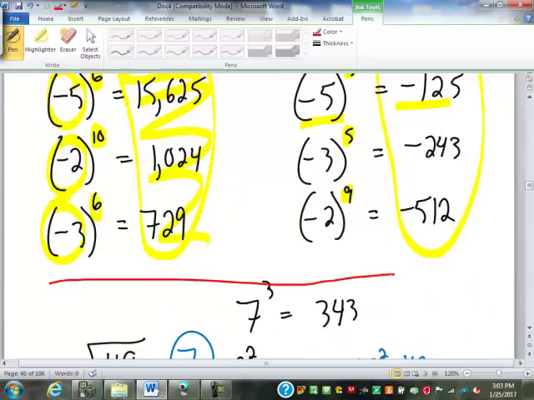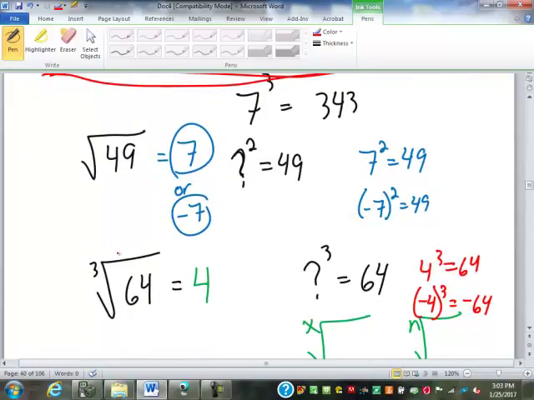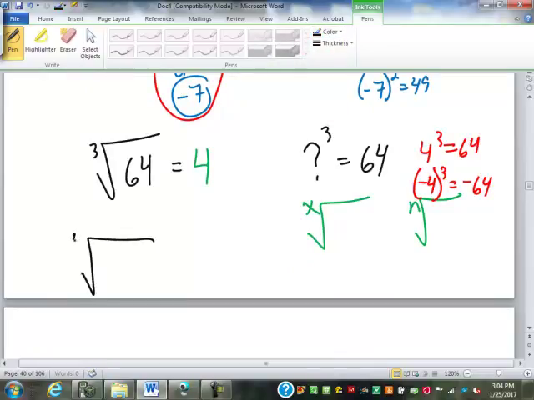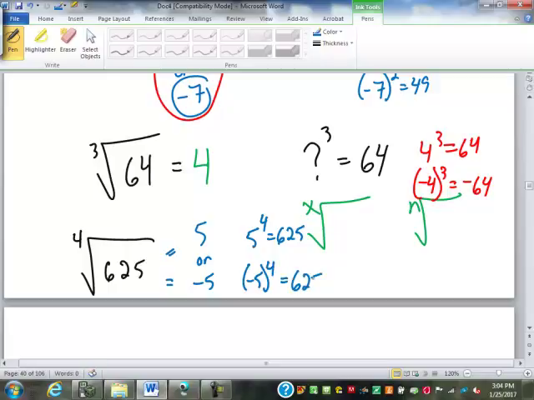That comes back to what we were just talking about up here. The even powers will always give a positive answer, whether it's a positive or a negative that we start with. So even roots, this being a square root, is going to give us two answers, positive or negative. If we did a fourth root of 625, well, that's going to be 5 or a negative 5. Because 5 to the fourth power is 625, but negative 5 to the fourth power is also 625.